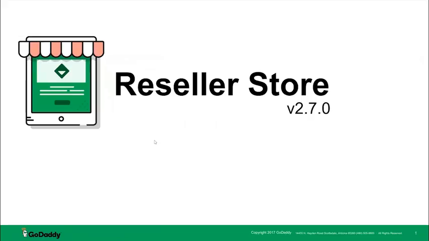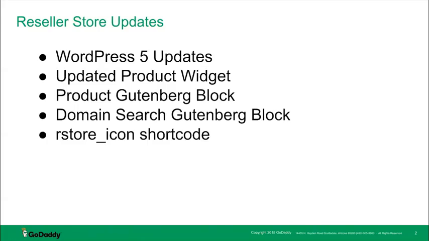In this overview, I will be going over the Reseller Store version 2.70 update. The update includes new support for the WordPress 5 update, the updated product widget, a new product Gutenberg block, a new domain search Gutenberg block, and a new shortcode that can display the SVG Reseller Store icons.